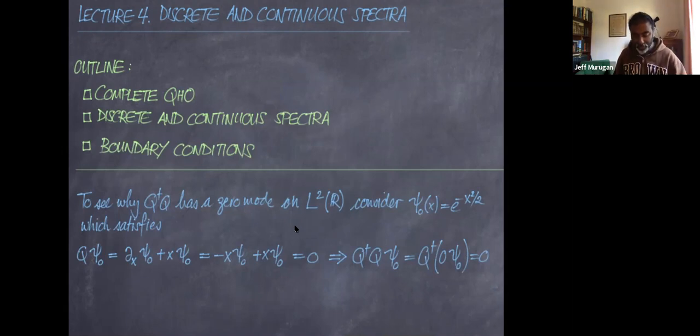How about the operator Q Q dagger? So the question we would ask here is, what about the reverse operator, Q dagger? Does it have a 0 mode? My claim is it does not. Why?